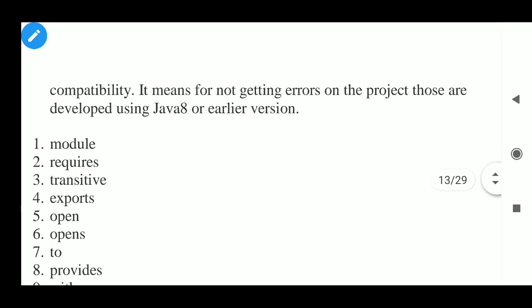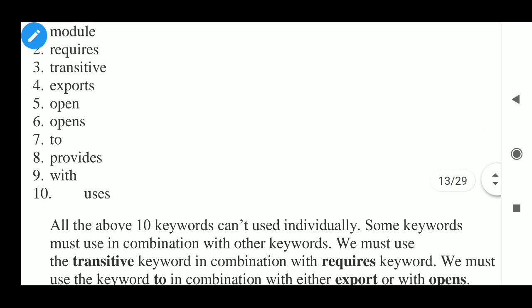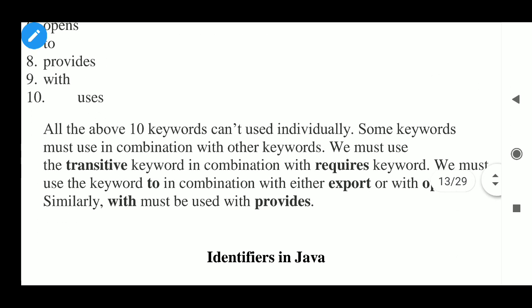So these are some restricted keywords. All 10 keywords can't be used individually. Some keywords must be used in combination with one other keyword. We must use the transitive keyword in combination with the requires keyword. We must use the keyword to in combination with either exports or opens. Similarly, with must be used with provides.